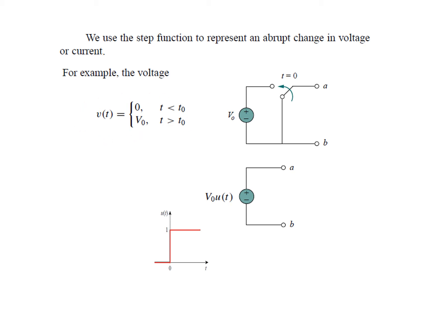Now the same thing can be achieved by just writing u(t) with V. So V0 u(t), replacing all this switch, will give the same function, because we know u(t) is 0 for t less than 0. So 0 multiplied by V0 will be 0 for t less than 0, the same value. And it is 1 for t greater than 0, so V0 multiplied by 1 will give V0. So this circuit can be replaced by V0 u(t).